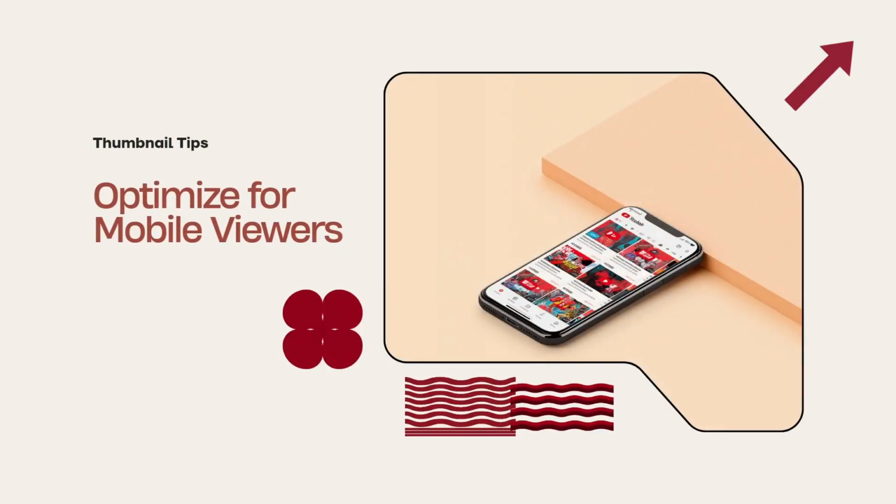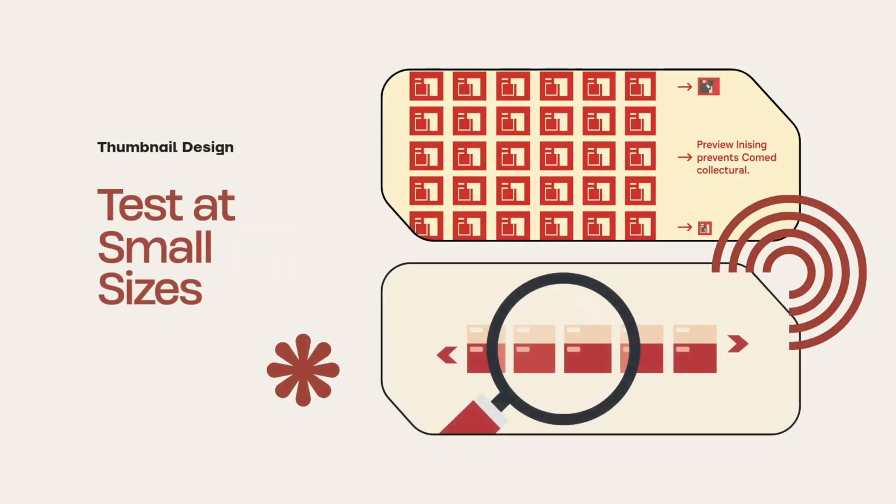Now let's talk about mobile optimization. Most YouTube viewers watch on mobile devices, so your thumbnail must remain clear even at very small sizes. Always zoom out before finalizing your design. If you cannot clearly see the main subject, it needs improvement.